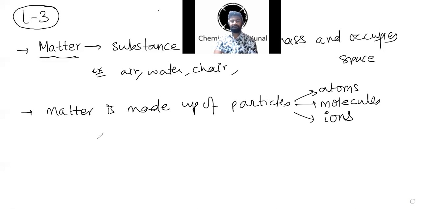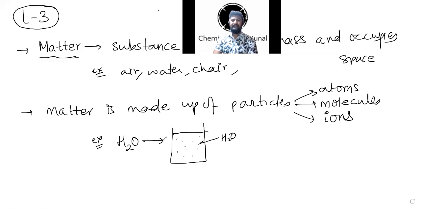Let me explain. For example, a water molecule. What is it made up of? You may say it is made up of hydrogen and oxygen atoms. Yes, you are correct. But if I talk about a glass of water, what is the basic particle? The basic particle is not going to be hydrogen and oxygen. The basic particle is going to be H2O. So a glass of water is made up of molecules. Technically it is made up of atoms, but the basic particle here is the molecule.